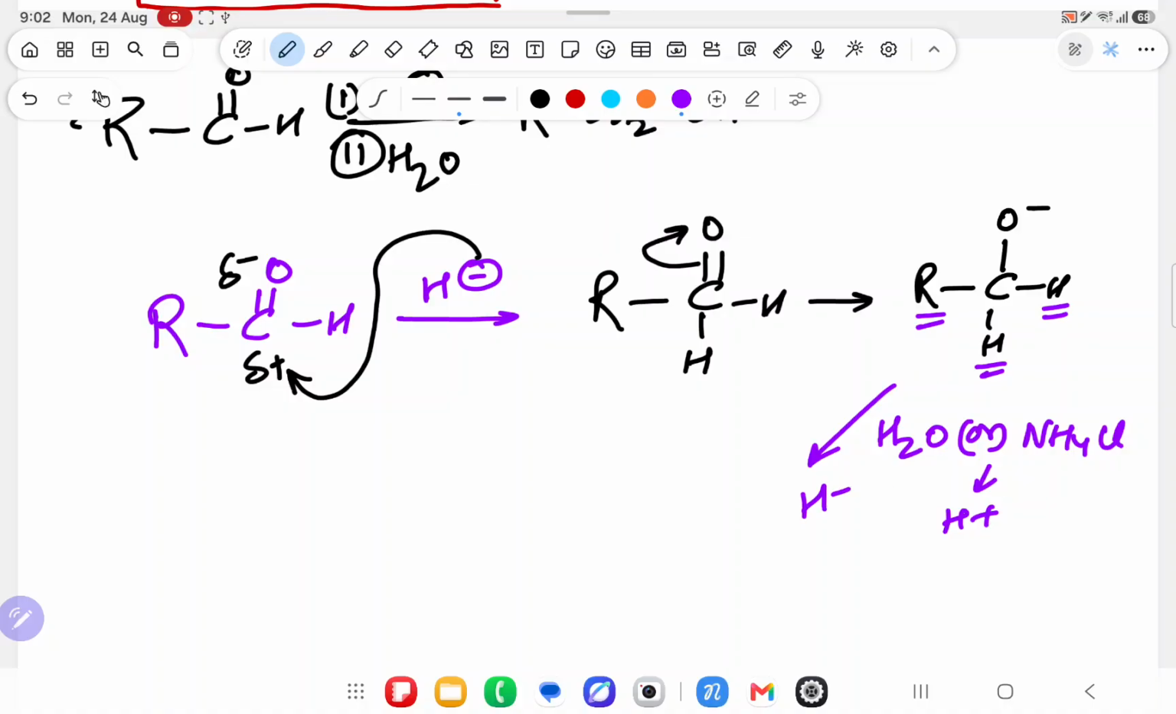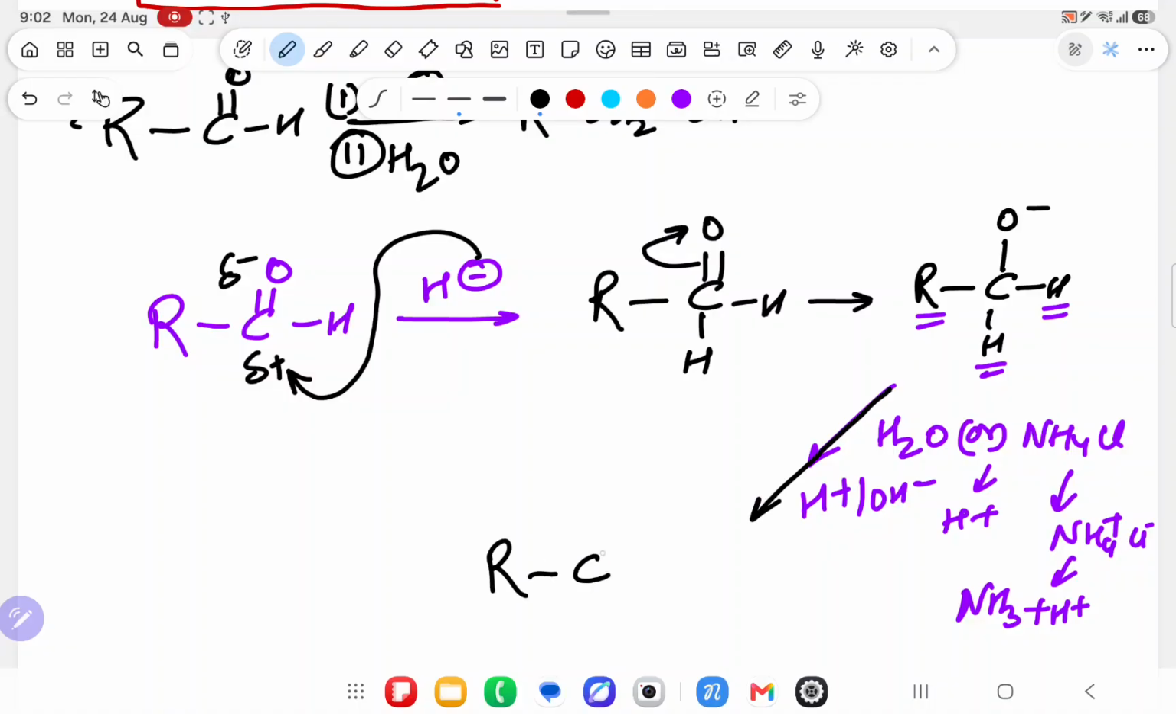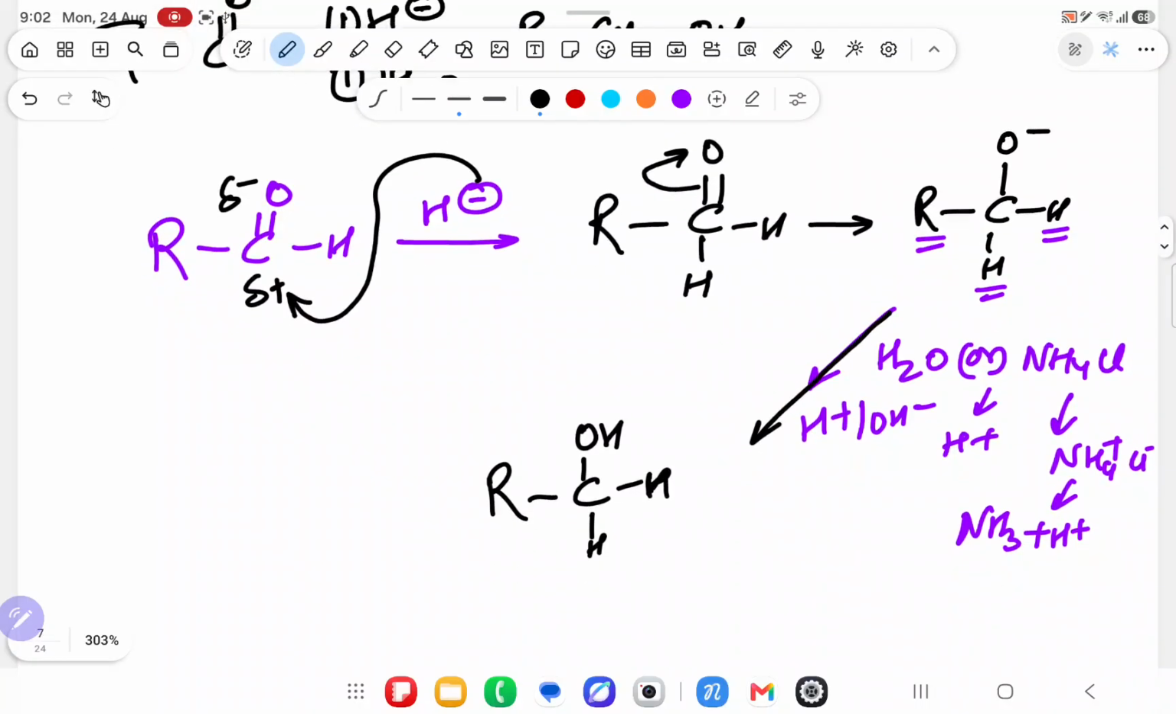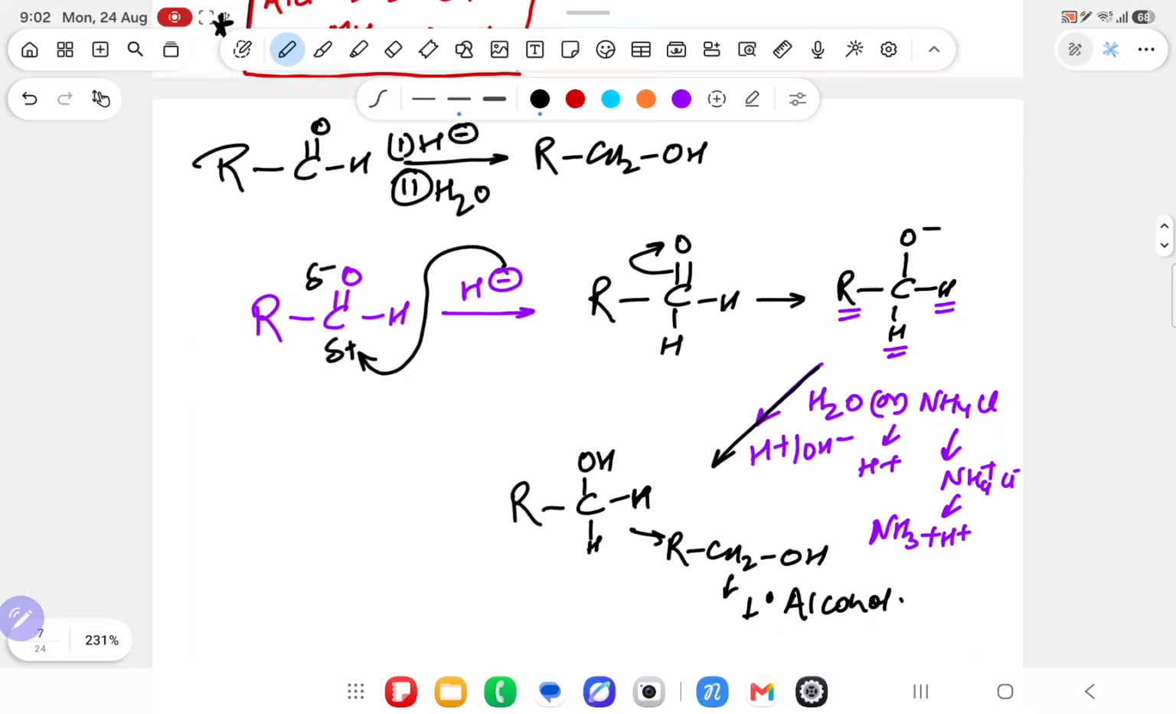Both will give H plus. How? H2O gives H plus and OH minus. How NH4Cl? NH4 plus and Cl minus, then NH4 plus converts into NH3 plus H plus. So both are donors of H plus. Once the H plus comes, it will become very happy, and it will become R, C, OH, H and H. And you have seen over here that I can write this as R, CH2, OH, and this alcohol is 1 degree alcohol. So I have written that aldehyde will give 1 degree alcohol.